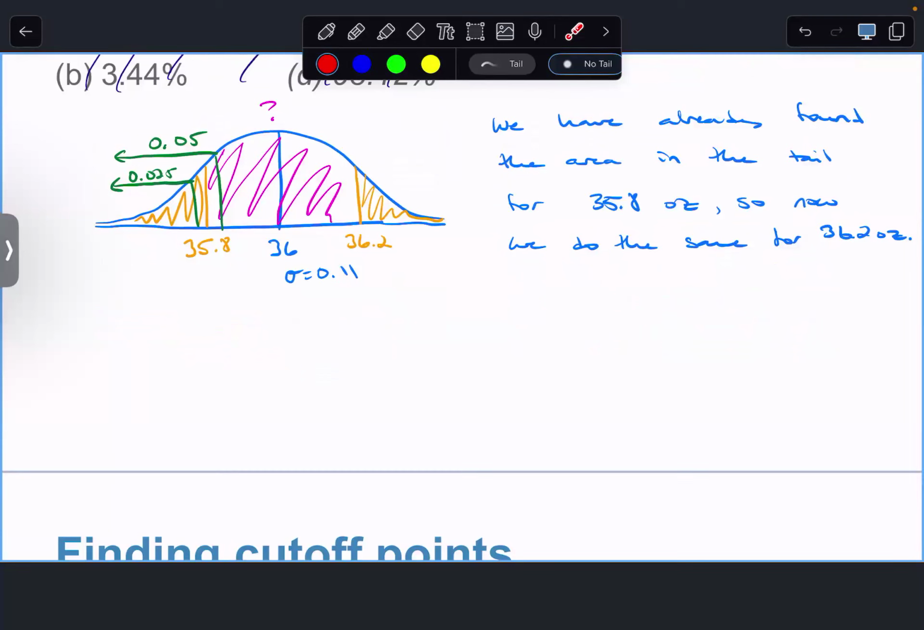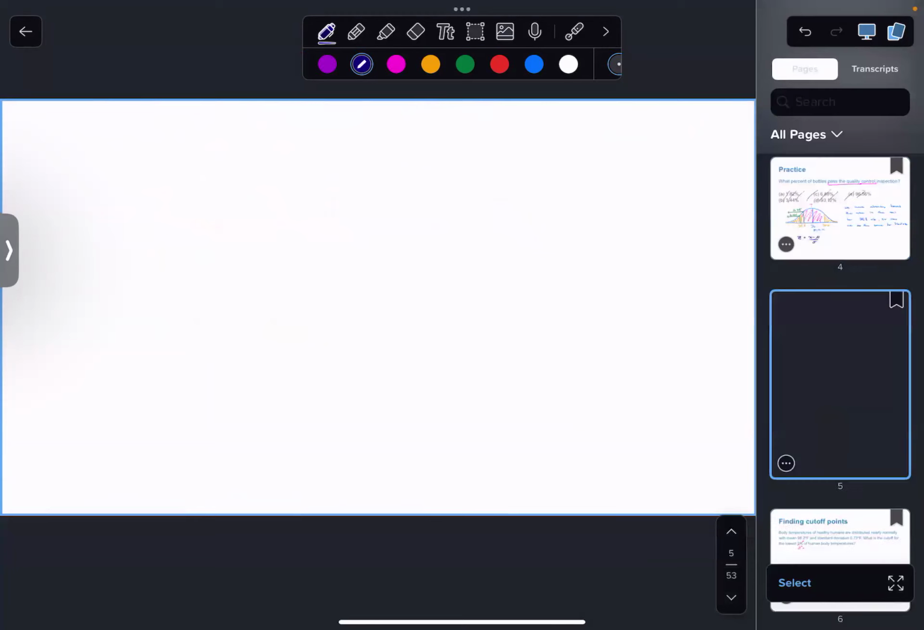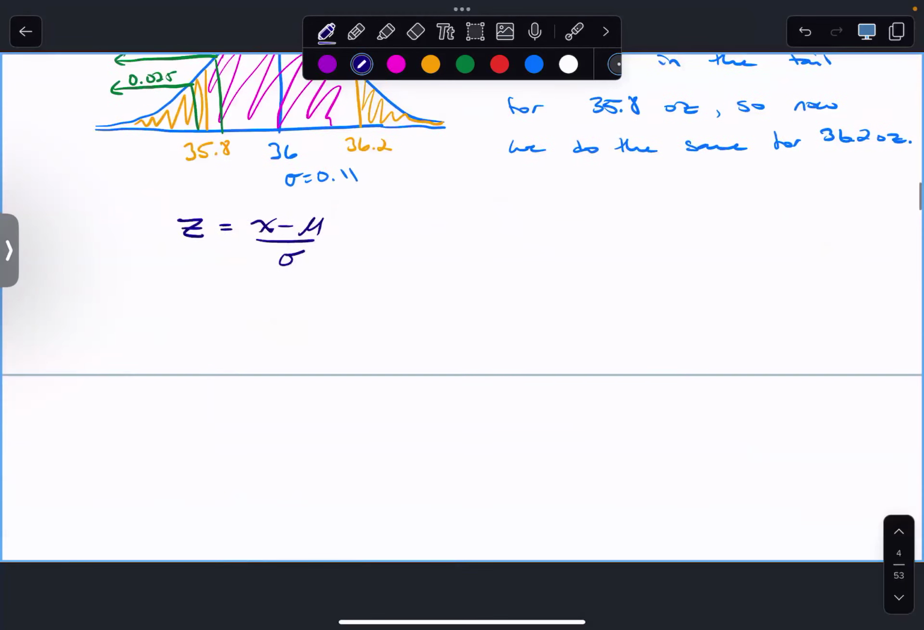But I am going to find the area in the tail of 36.2. Now the tail is on the upper end, right, of 36.2 because I'm on the right-hand side of the mean. So what's the first thing I need to do? I need to standardize this thing. Z is x minus mu over sigma. And I'm going to need another page or two. Start with one.